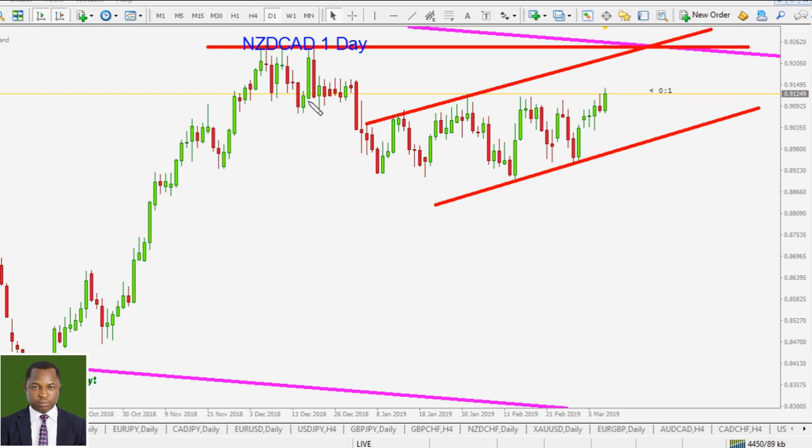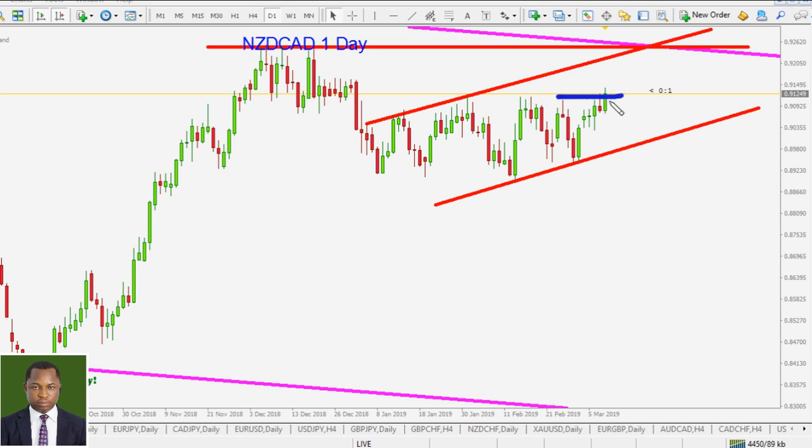I am expecting to see that the New Zealand dollar will be gaining more strength than the Canadian dollar to push price to the upside somewhere around here. And at this level, we expect the Canadian dollar to be strong across the board, across all currency pairs. So let's see how this is going to play out.